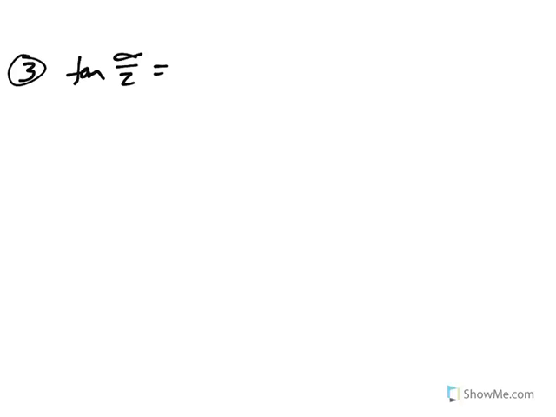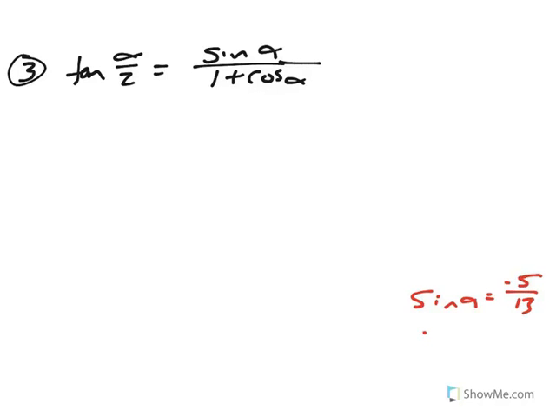We previously figured out a couple of things. First of all, tangent of alpha over 2 is sine of alpha divided by 1 plus cosine of alpha. We've already figured out what sine alpha was. It's y over r, which is negative 5/13. We figured out what cosine of alpha is. It's x over r, which is negative 12/13.